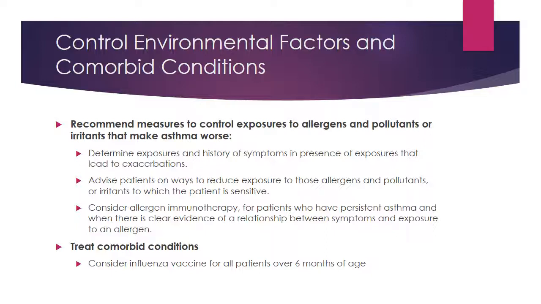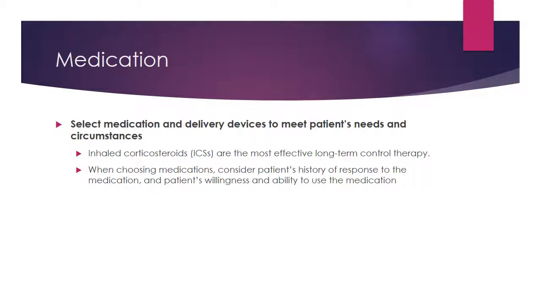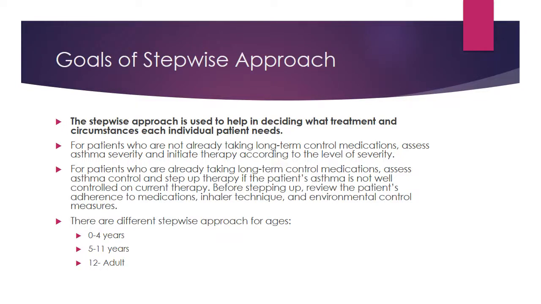Treat comorbid conditions by considering flu vaccines for all patients over 6 months of age. Medications. Select medications and delivery devices that meet patient needs and circumstances. Inhaled corticosteroids are the most effective long-term control therapy. When choosing medications, consider the patient's history of response to the medications and the patient's willingness and ability to use the medication.